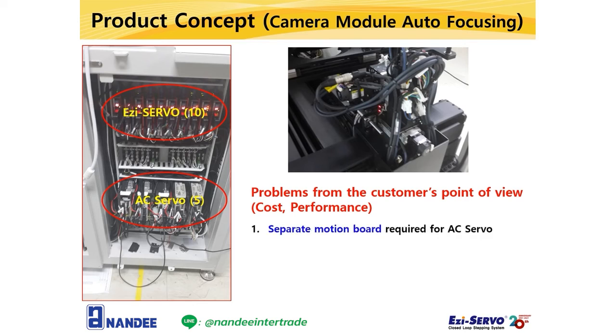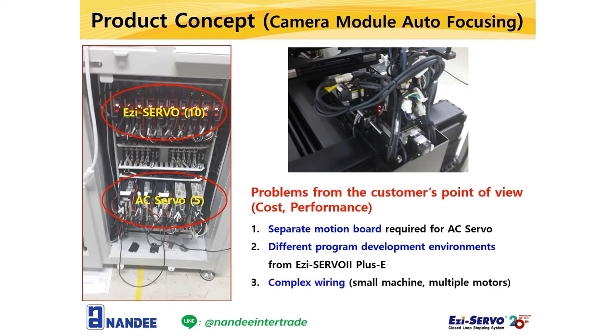But, a separate motion board is required to control the 5-axis AC servo. The customer needs to configure 2 different software development environments to control EZ-Servo and AC servo. This is cumbersome from the customer's point of view, and costs are increased by a separate motion board to control the 5-axis AC servo. In addition, long and thick bundles of wires connected from the AC servo to the motion board are required, and it makes the wiring complicated. In the next chapter, I will explain the details with diagrams.